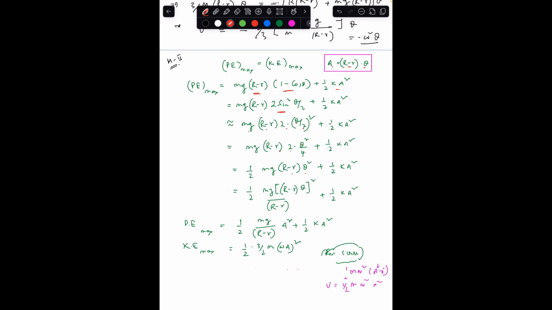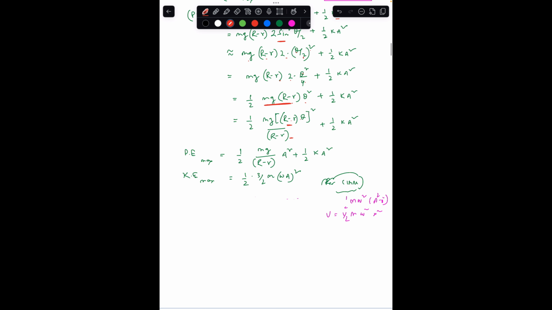Now I am trying to express this particular term in terms of A. So a little bit of calculation change: here I am writing (R − r) into theta whole squared. I have written one (R − r) extra, so divided by (R − r). So this term became mg/(R − r) into A² plus half k A². What is the kinetic energy maximum? Half into 3/2 m into omega A squared. Correct? So the moment we got it, we know that if I write this term, it can be written as half [mg/(R − r) + k] into A².